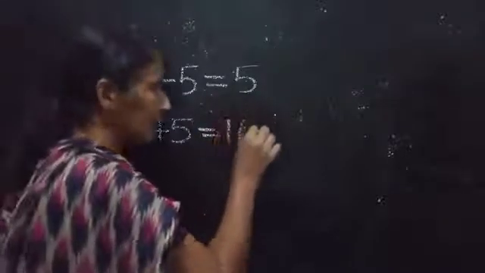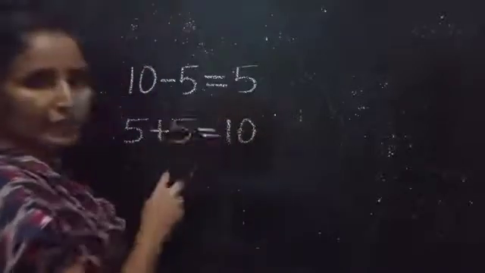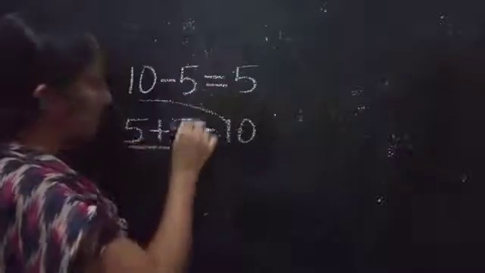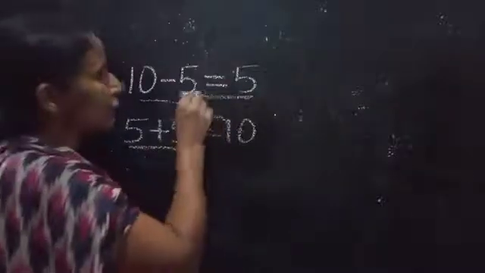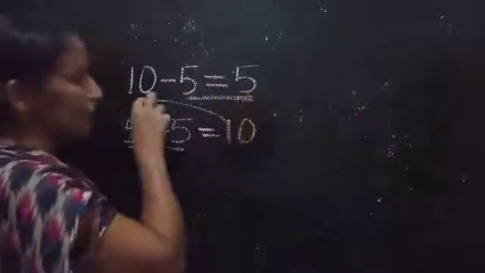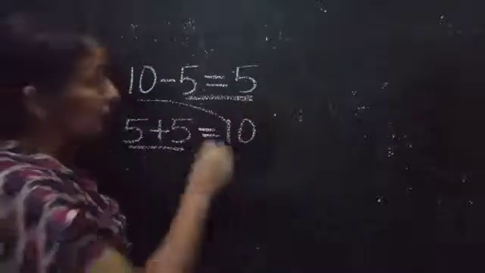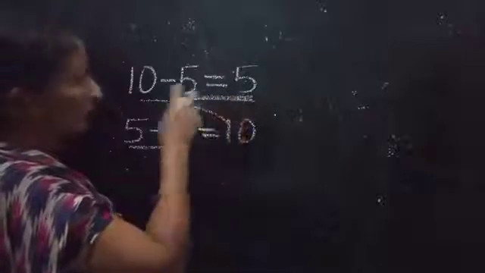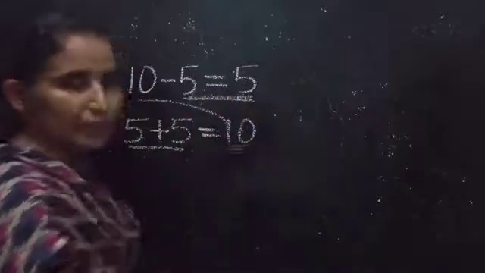10, you know. So, you look at the two questions. Here 10. Here 5 plus 5. Adding the two small numbers will get the big number. Here the two small numbers are 5 and 5. You will get the answer as the big number.